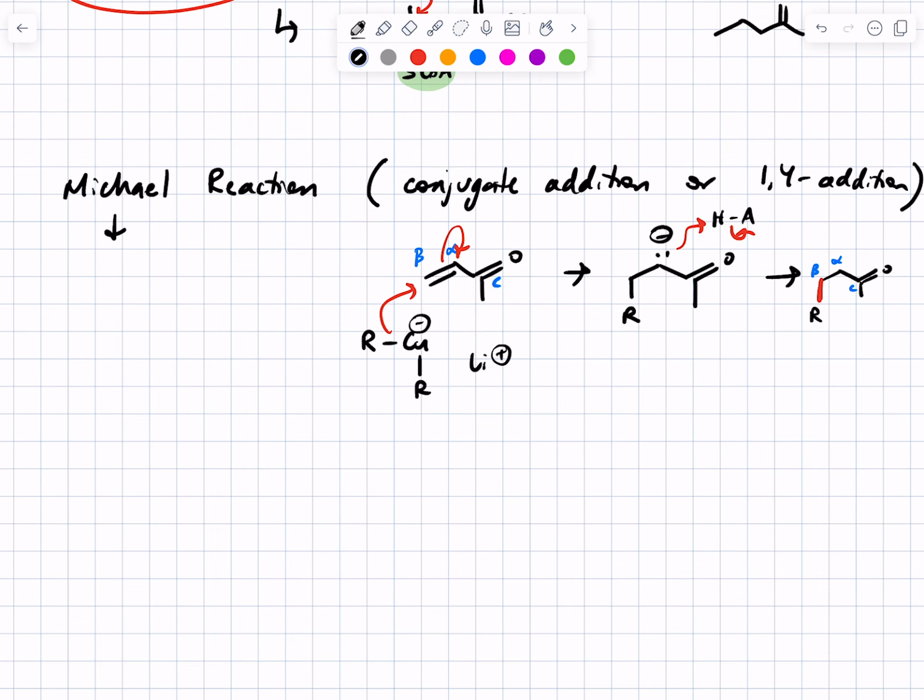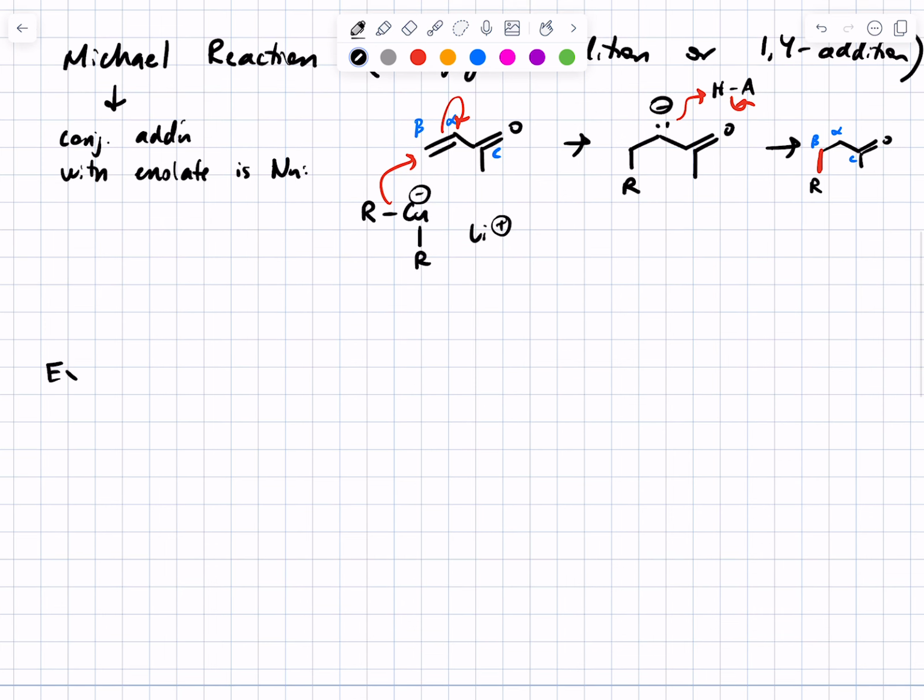So the Michael reaction is generally considered to be a conjugate addition reaction in which the enolate is the nucleophile. An example of a Michael reaction would be, let's use this beta diketone as our starting material, or our enolate. We're going to do that simply so that it's unambiguous what the enolate is. And for the Michael reaction, like the aldol reaction, you can use a simple base like hydroxide.